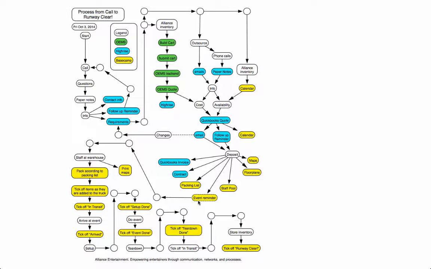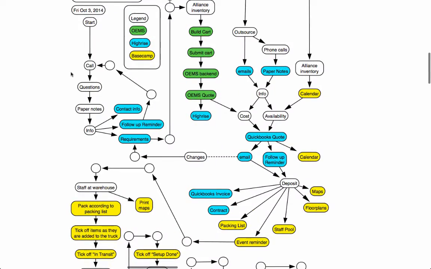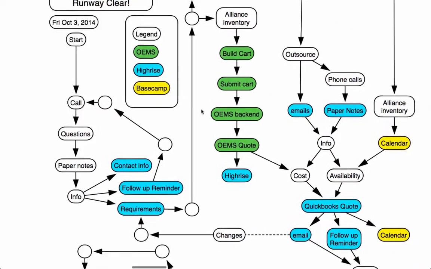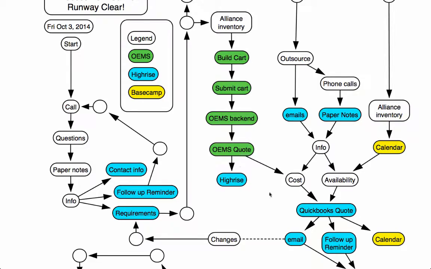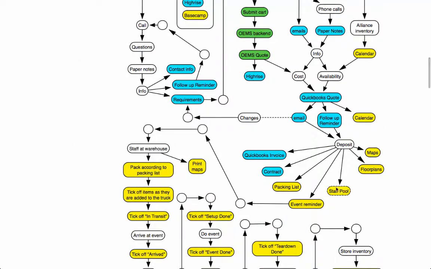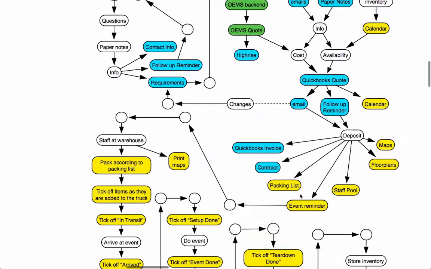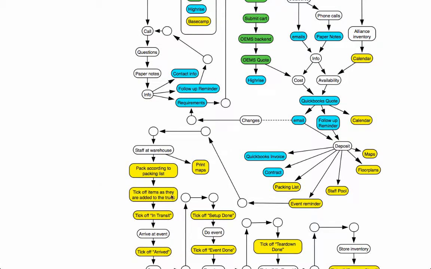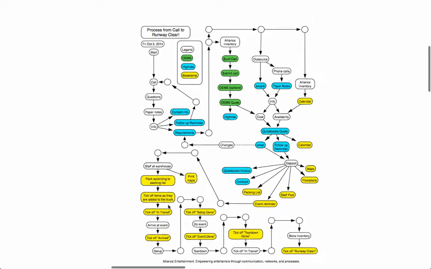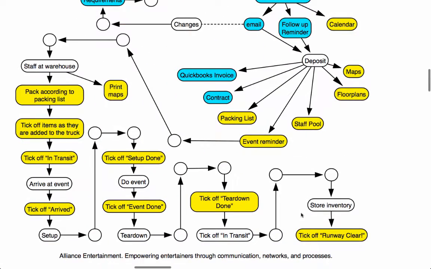This is Eric. Here I'm going to go over this old framework. It's going to be an introduction to the process that starts from a phone call, through building a cart on the OEMS, through making a quote, and then through creating a packing list, packing up the inventory into the truck, doing the events, and coming back at the warehouse, storing the inventory, and ticking off Runway clear. We'll get into what that means a bit later.